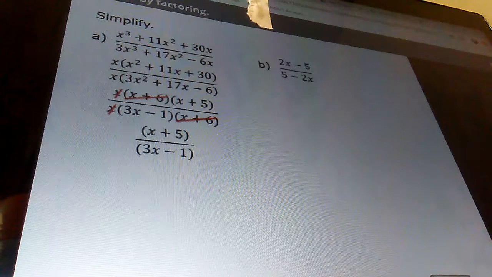Let's simplify some other rational expressions. Let's look at part B. We need to simplify 2x minus 5 over 5 minus 2x. Notice that there are a couple of things going on here. For one, both the signs are the same. Secondly, the terms are the same, but they're written in reversed order.